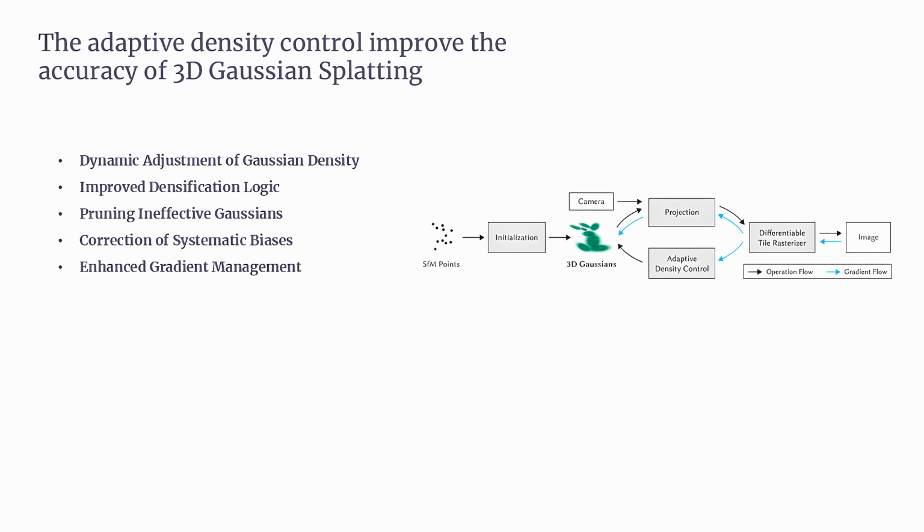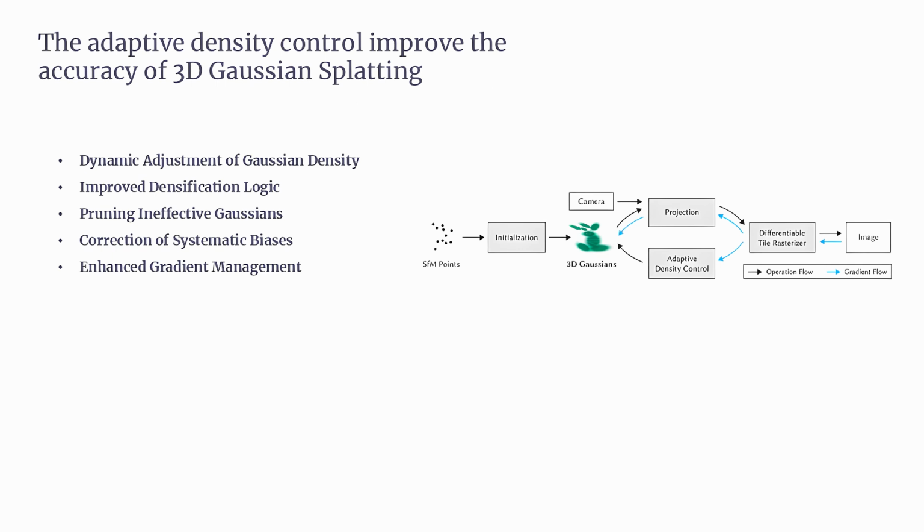The fifth, enhanced gradient management. Adaptive density control adapts the gradients from different views based on the covered area, allowing for more effective growth of large Gaussians in critical regions. This adaptive weighting helps suppress floating artifacts near camera inputs and enhances the model's ability to reconstruct areas with insufficient initial data points.